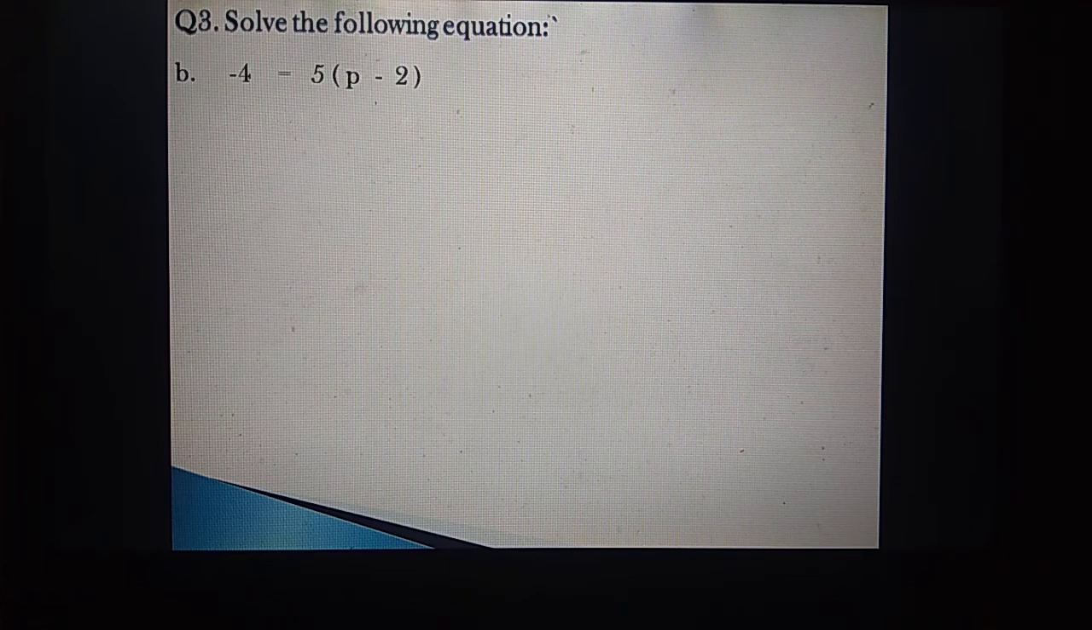So you can say this is your answer. Moving to next sum. Again minus 4 is not divisible by 5. We will open the bracket. First you will get 5p. Next you will get minus 10.